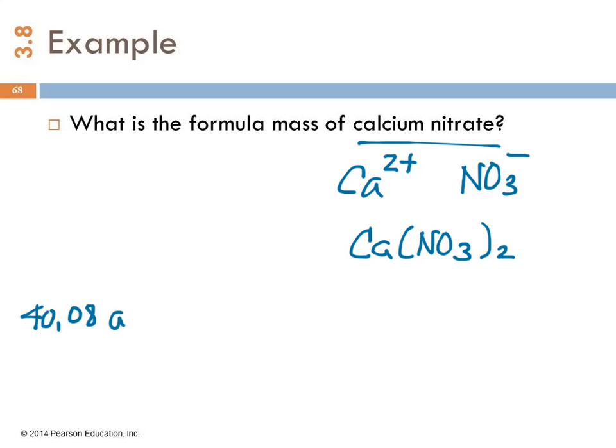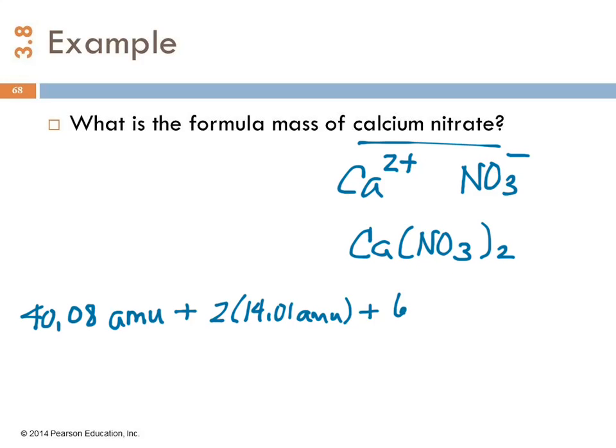AMU. It's not grams, because that would be a mole of calcium. And then, how many nitrogens do we have? 2. So then we get the mass of nitrogen. And how many oxygens? 6. Because you can think of this as distributing. The 2 gets distributed, so we get 2 nitrogens and 2 times 3, 6 oxygens.